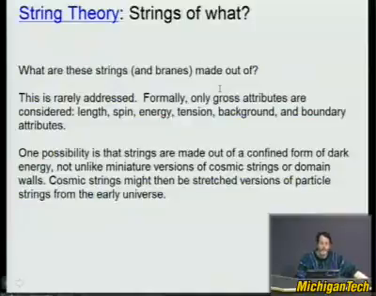One question that I've always wondered about and never really found addressed in detail is, if these are strings, what are they strings of? Formally, only gross attributes are considered: length, spin, energy, tension, as well as background attributes. One understanding I've come to, although I said before I'm not a string theorist, is that strings are made out of some sort of confined form of dark energy, not unlike miniature versions of cosmic strings or domain walls. Cosmic strings might then be stretched versions of particle strings from the early universe. It seems to me to be possible. So there's some kind of fundamental energy form; that's what it's strings of, a confined energy form.